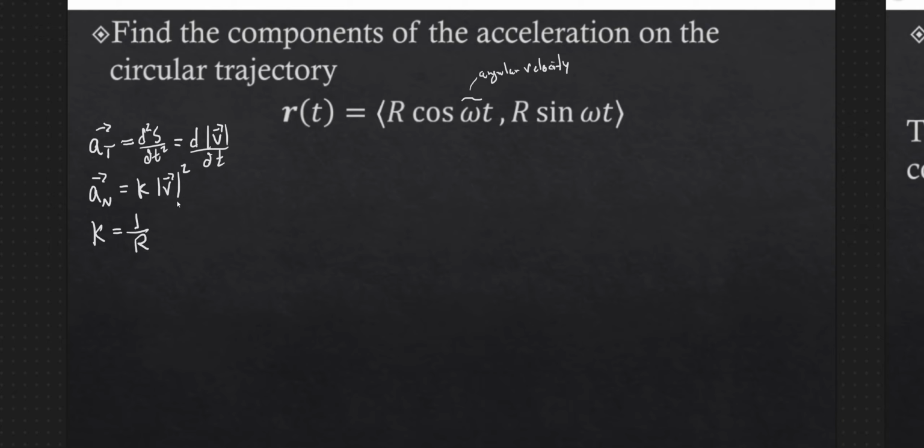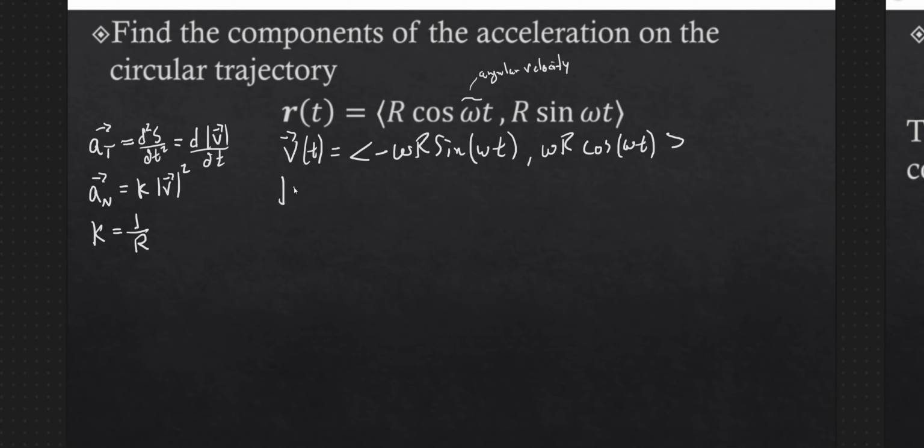And now we're going to have to get a hold of speed. And for that, we'll need velocity. So let's go ahead and find v of t. So this is going to be minus omega r sine omega t. And then finally, we'll have omega r cosine omega t. Don't forget your chain rule.